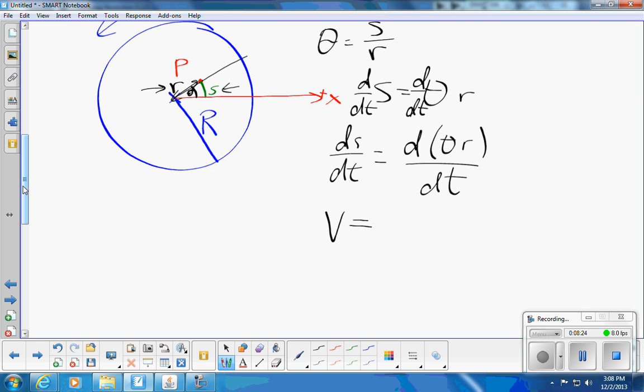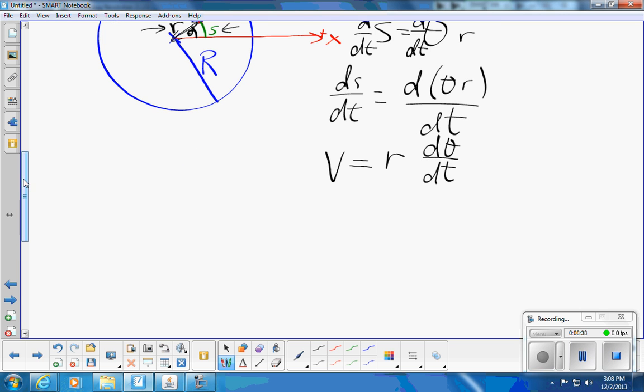On the right-hand side, point P is always a distance little r from the center, so little r is a constant. I can pull that out, and I get r d theta/dt. d theta/dt is the definition of angular velocity. So I have v equals r omega. And that is a relationship between your linear speed and the angular velocity of the disk that you're on, and your radius from the center.